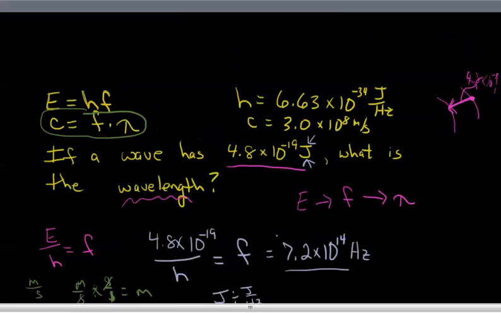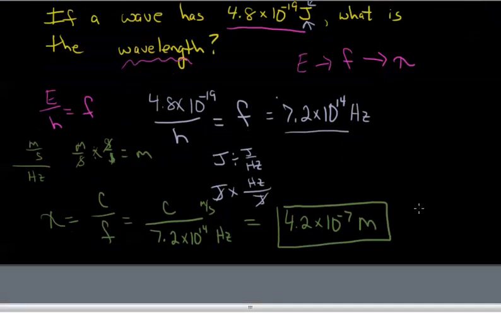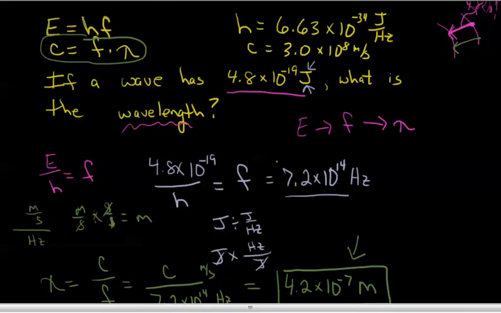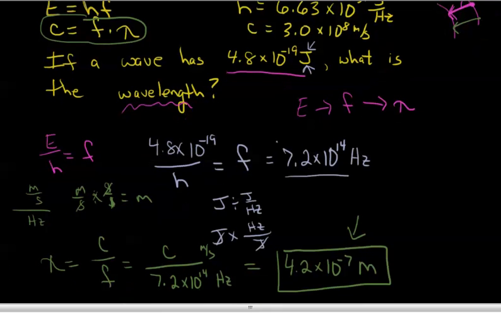Now let's not forget what that means. That means if the difference in energy between this energy level and this energy level is 4.8 times 10 to the negative 19 joules, whenever an electron de-excites, it will emit a wave with exactly that wavelength. This amount of energy is associated with this wavelength, 4.2 times 10 to the negative 7 meters.